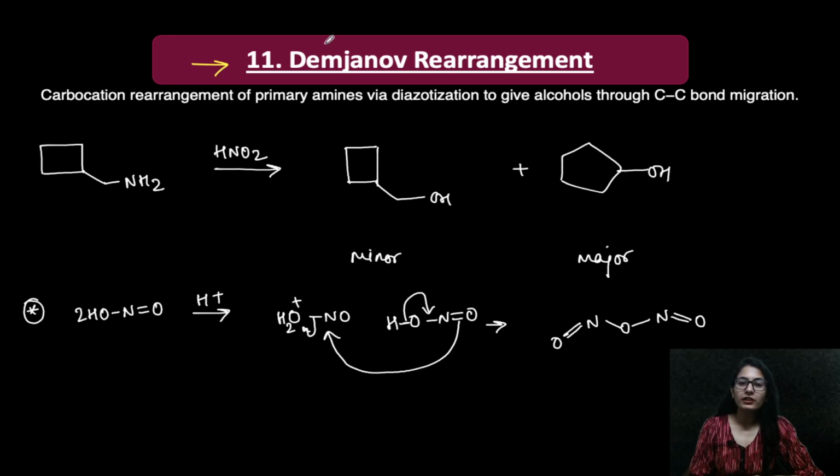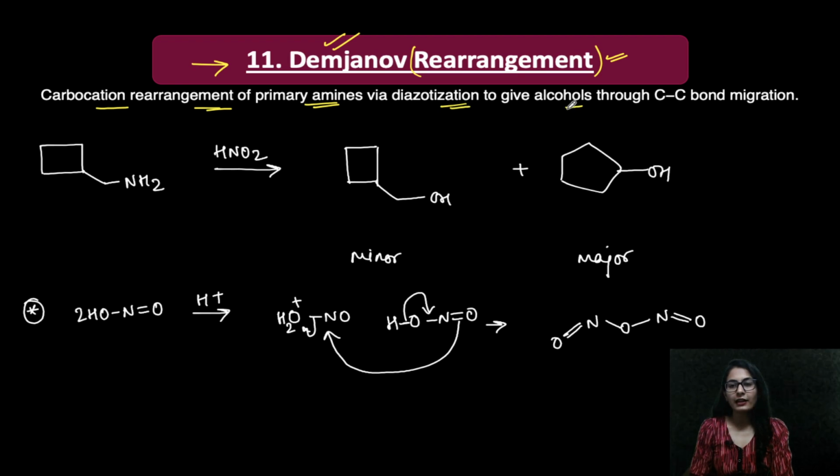Today we are going to talk about the Demjanov rearrangement, right? It's a very important reaction, and as you can see, the name says it is a rearrangement reaction. So what is the rearrangement involving? It is a carbocation rearrangement of primary amines via diazotization to give alcohol through carbon-carbon bond migration.